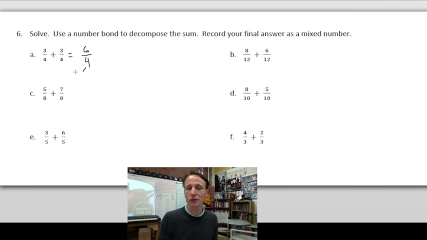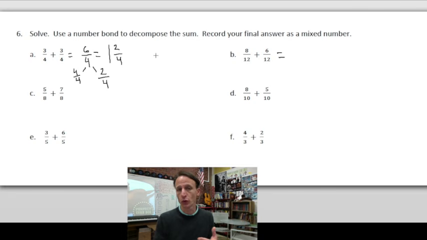Since we're talking about fourths, how many fourths make one whole? Well, 4/4. Of course, we know that, don't we, Ed? And that leaves how many fourths? That's right, 2/4. So we can say then that 4/4 is one whole. And what do we have for a fraction? We have 2/4. So our mixed number is 1 and 2/4.